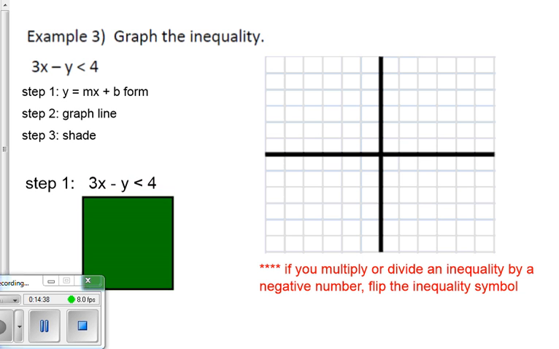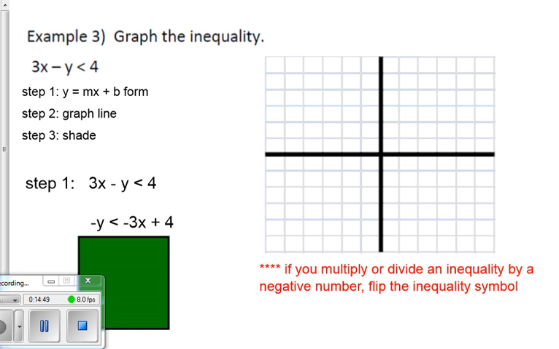From there, we need to move the 3x, this piece, over to this side. How do we do that? We subtract 3x from both sides. When we subtract 3x from both sides, it gets rid of it here, and we're subtracting it on this side. So our new inequality becomes negative y is less than negative 3x plus 4.